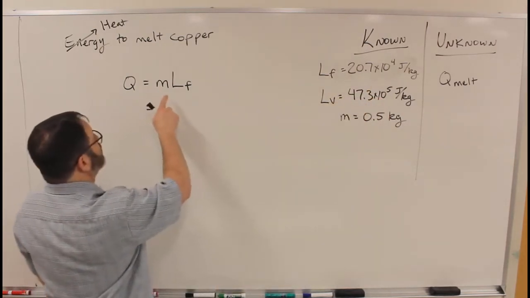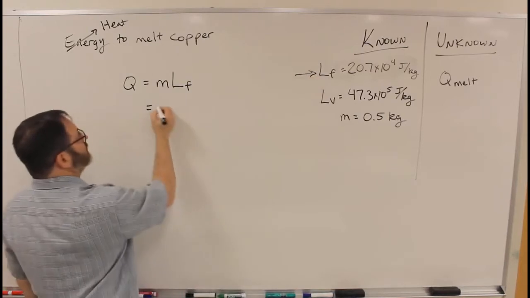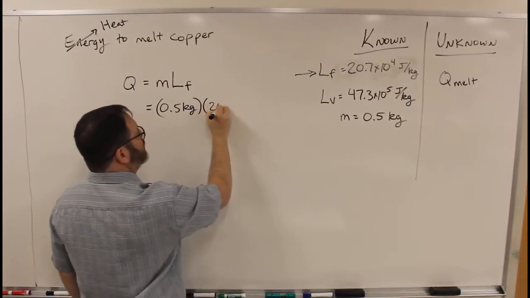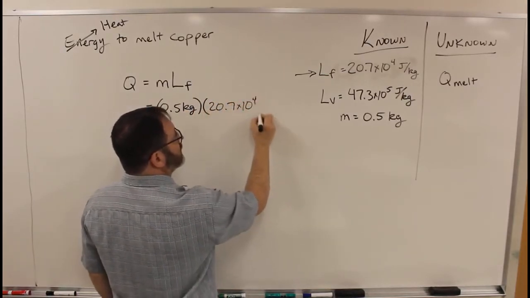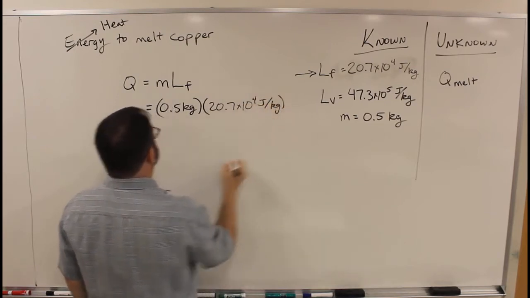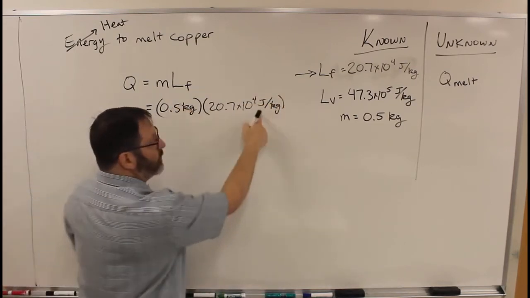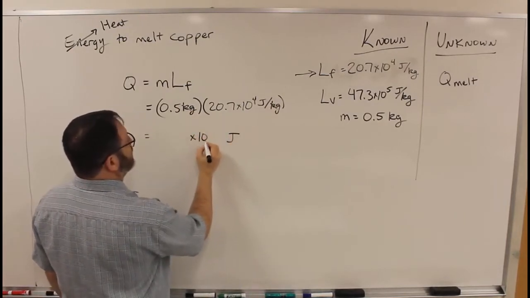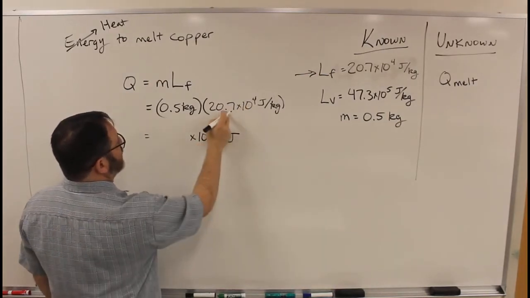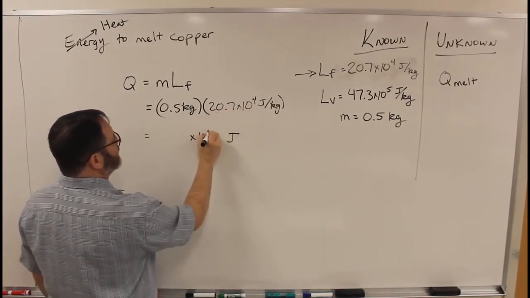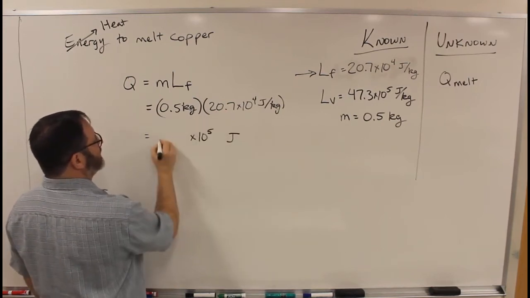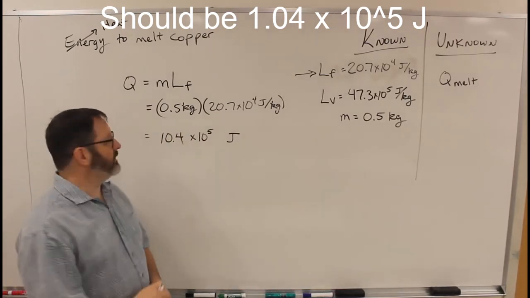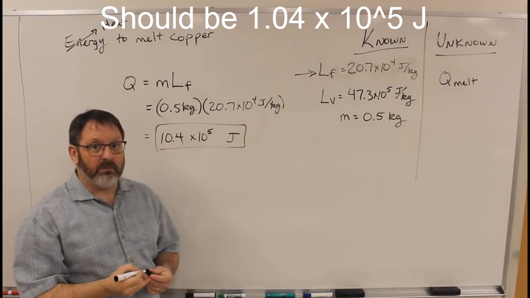All right, so we're looking at fusion. So this is 0.5 kilograms times 20.7 times 10 to the fourth joules per kilogram. So the kilograms cancel. We'll end up with joules, so that's good. So something joules, we have times 10 to the fourth here. I'm going to think of this as 2.07, I'm going to call it 10 to the fifth joules. And then I just need to divide this by 2. So this is 10.4 times 10 to the fifth joules. That's the amount of heat needed to melt copper.